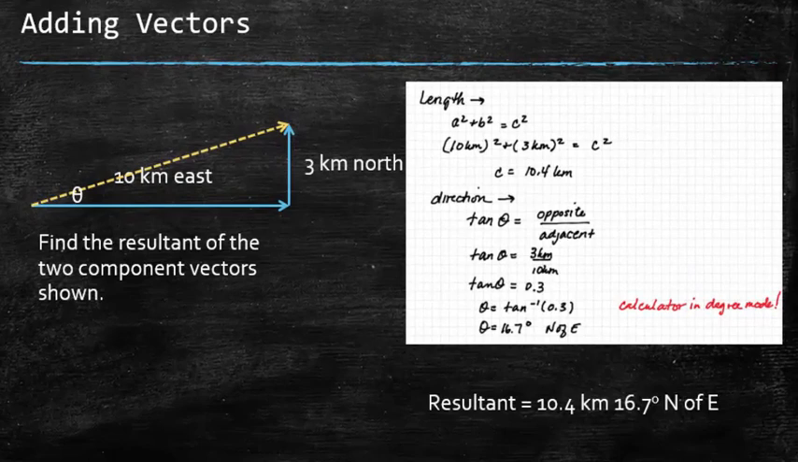Sometimes that's good enough, but a lot of times you need to have the angle to be perfectly correct. When we're adding these, notice it's a right triangle, so you can use the Pythagorean theorem. You end up with the resultant being 10.4 kilometers. Then we need some trigonometry to find the angle. Our final resultant ends up being 10.4 kilometers, 16.7 degrees north of east. That is the whole correct answer. You need all of it: the magnitude, the units, and the direction.